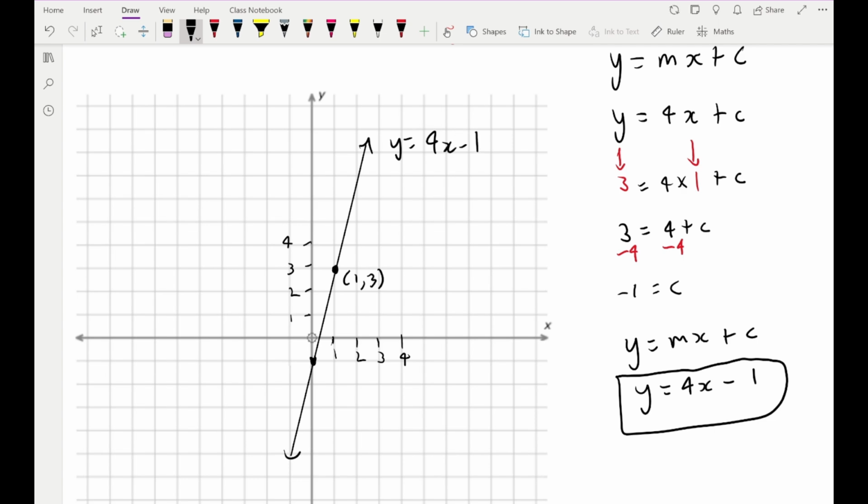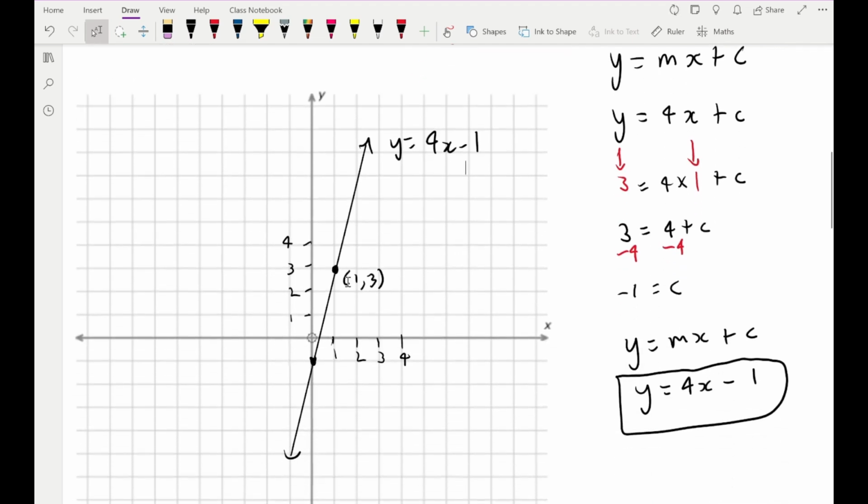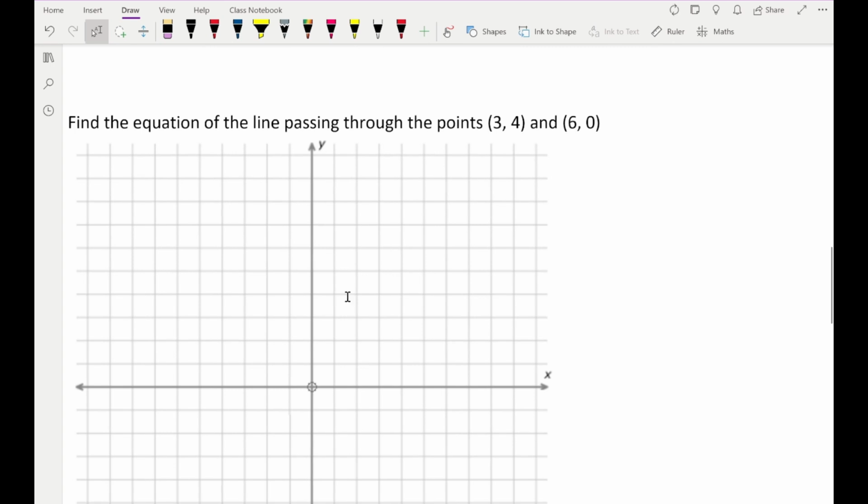So this kind of question is often done just with algebra, and you don't need to draw a picture all the time, but drawing a picture can help. So there we go, a unique line that passes through that point and has a slope of 4. Now let's do the version where you get 2 points. I'm going to get the points 3, 4 and 6, 0. So here's 3, 1, 2, 3, 4.